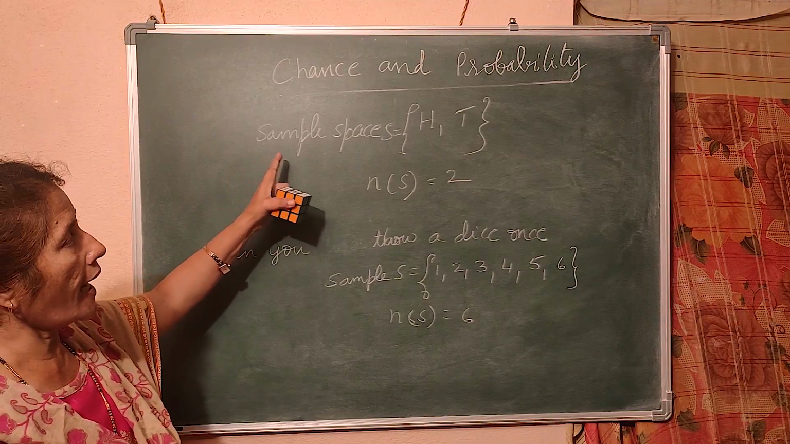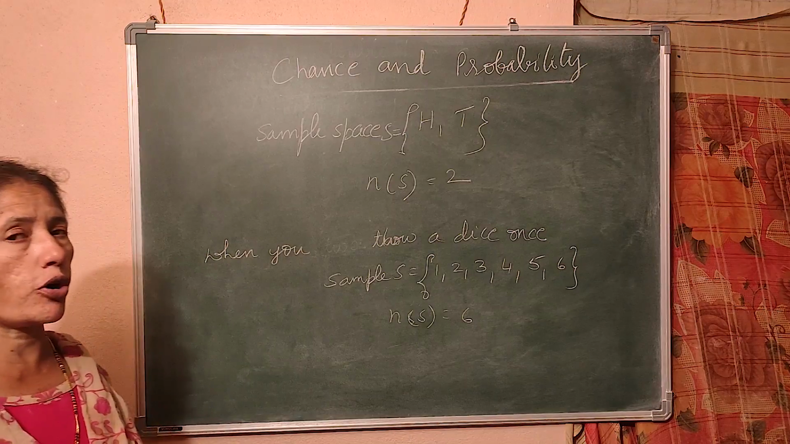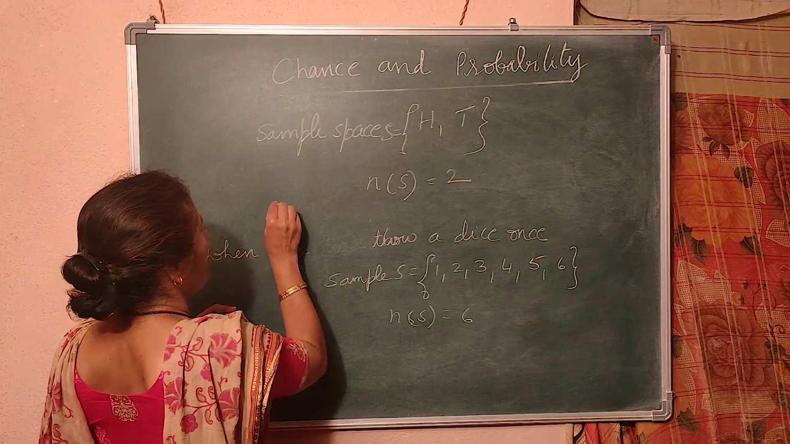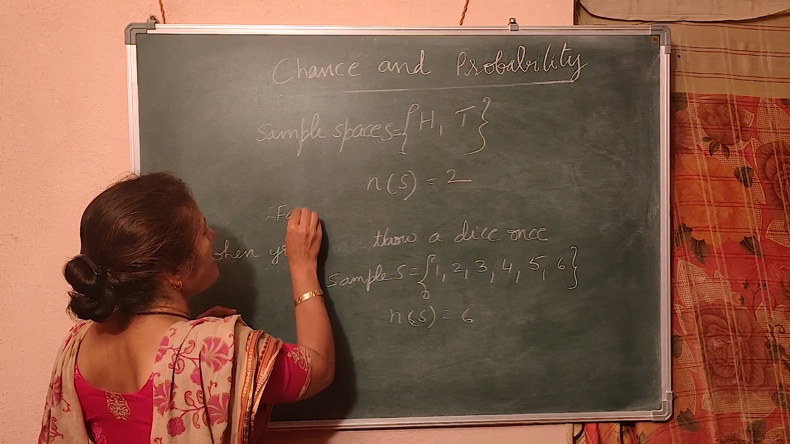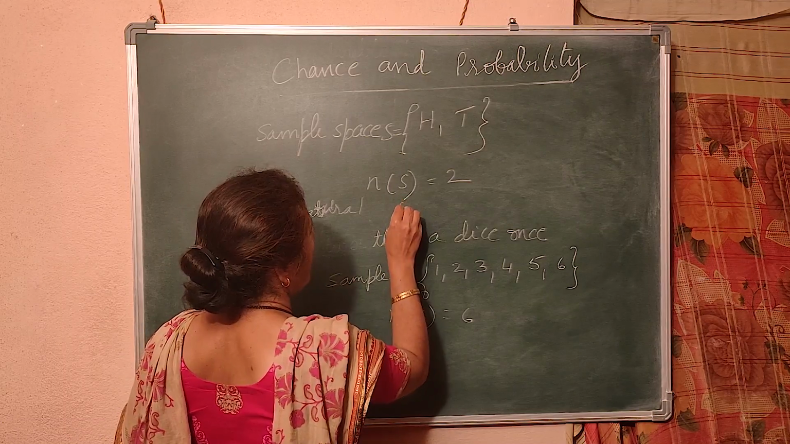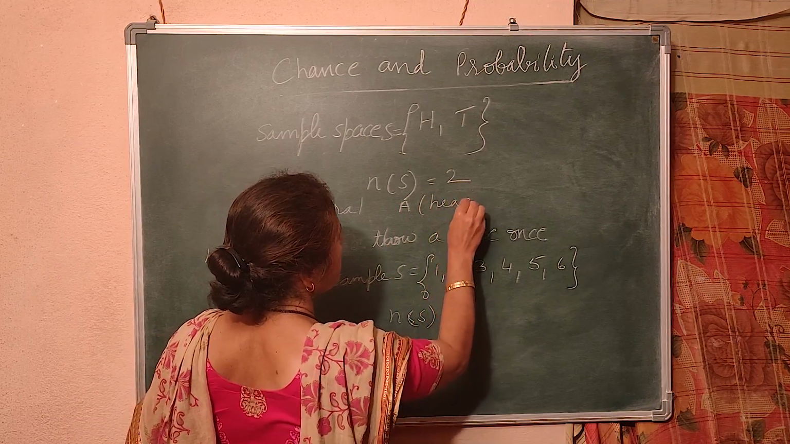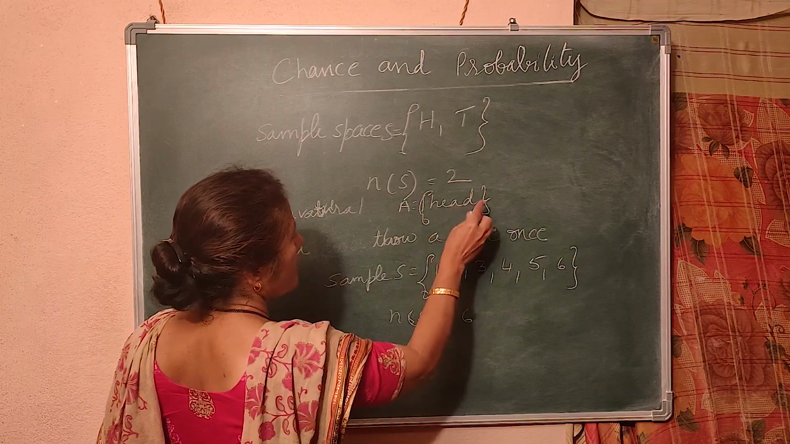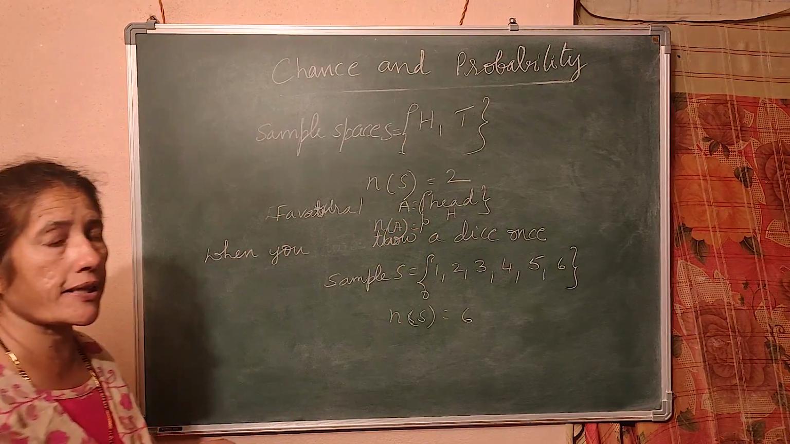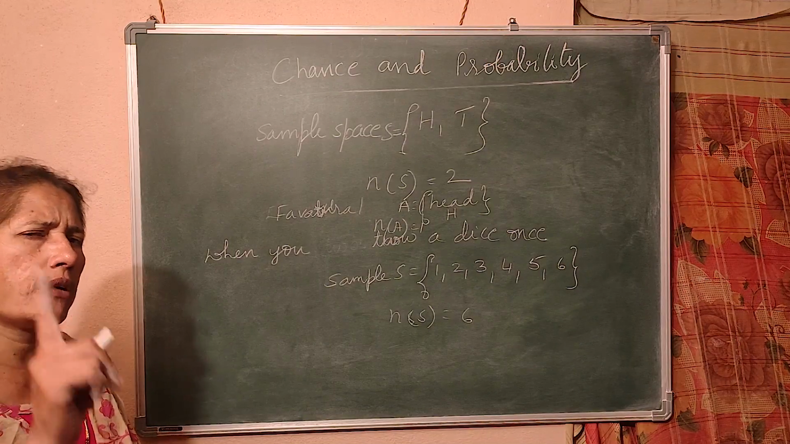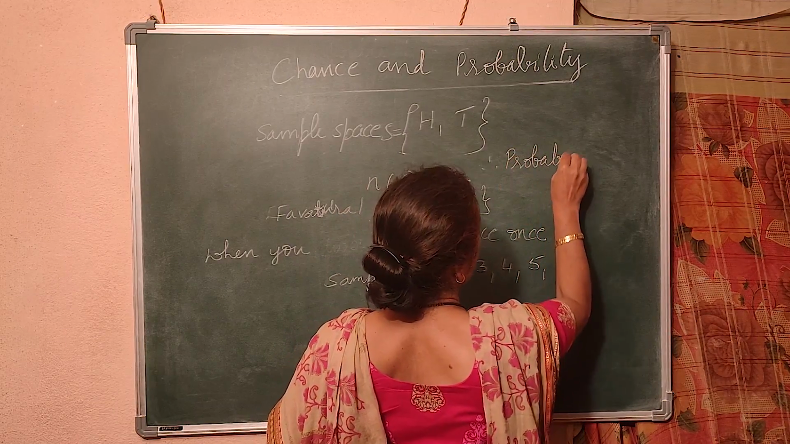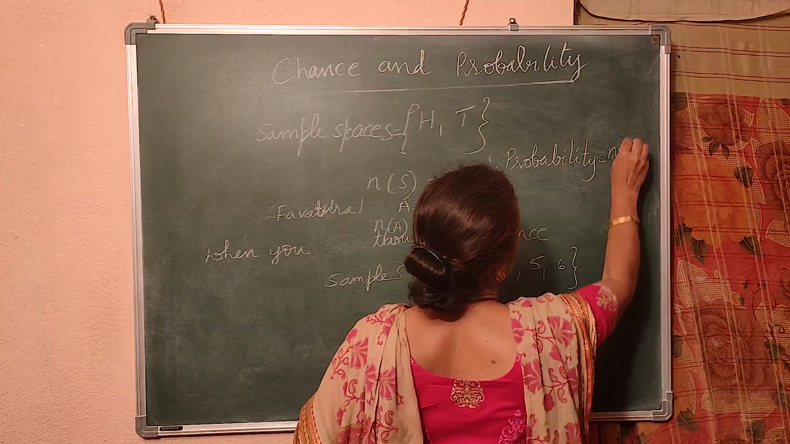Now, whenever I toss a coin, what is the probability of getting head? So, the favorable event is head. I call it A is equal to H, or head. So, N of A is equal to how many? Only 1. N of A is equal to 1. What is the chance of getting a tail? 1. So, what is the probability? Therefore, probability is equal to, I give the formula, N of A by N of S.